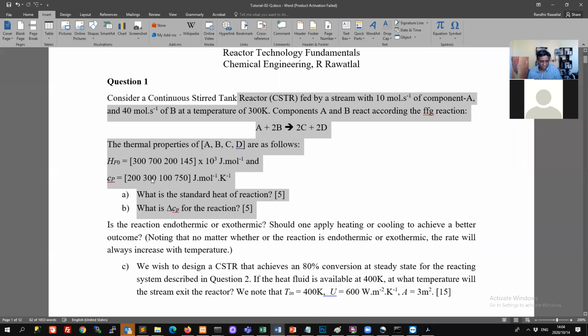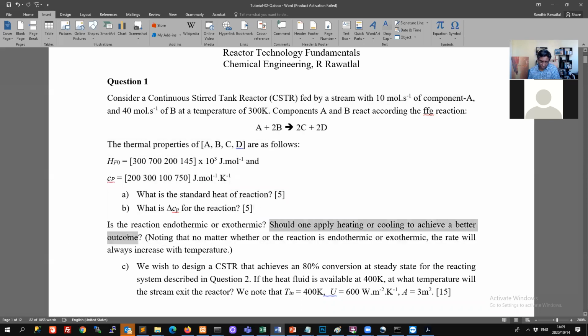You can probably already tell, it looks like your products have a higher energy. Well, we should really work it out, but it looks like the products have a higher energy. So that means on balance, energy will have to be taken in from the surroundings to form those products. So that starts to look like an endothermic reaction. And then, should one apply heating or cooling to get a better outcome? If it's endothermic, that means taking energy in. That means if we add heat to the system, we get a better outcome. So we apply heating, probably.